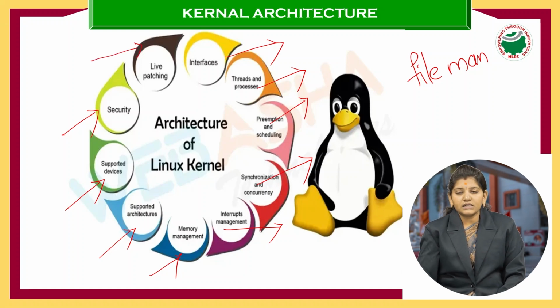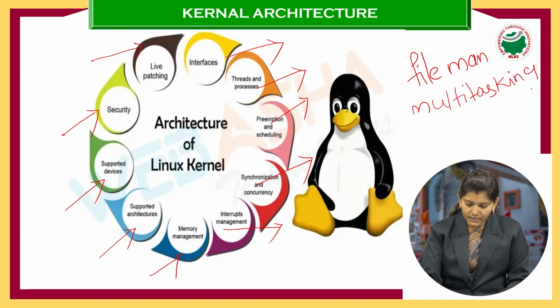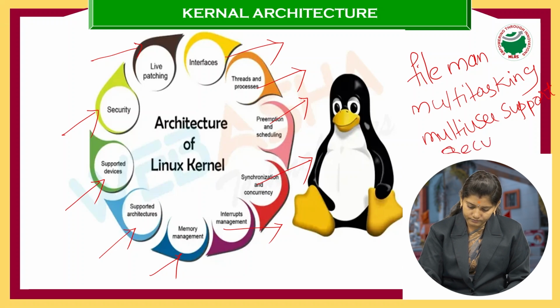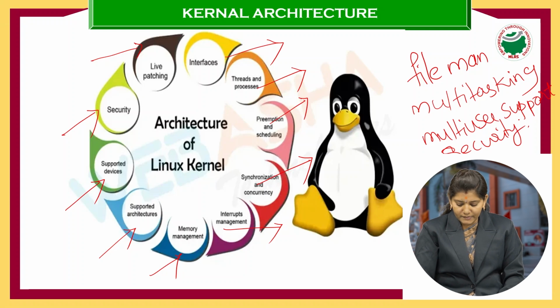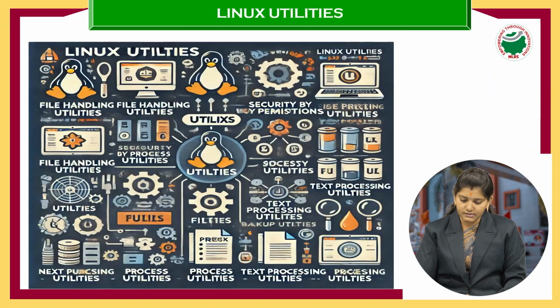So this is the architecture of the Linux kernel. It has features like multitasking, multi-user support, and a robust security level. The Linux kernel forms the basis for a broad range of computing environments, from servers and desktops to embedded systems and mobile devices. So these are the Linux utilities.